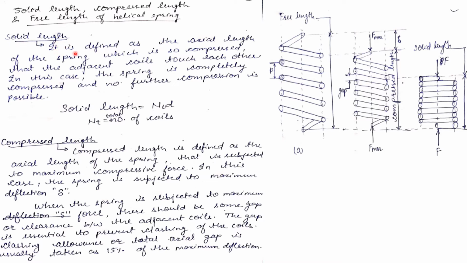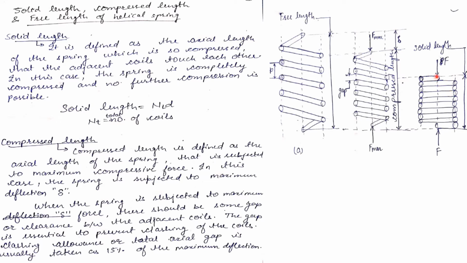Solid length is defined as the axial length of the spring which is so compressed that the adjacent coils touch each other. In this case, the spring is completely compressed and no further compression is possible. This is a solid length spring diagram. In this, there is no gap between two adjacent coils. If there is no gap between the coils, then the spring forms the solid length spring.